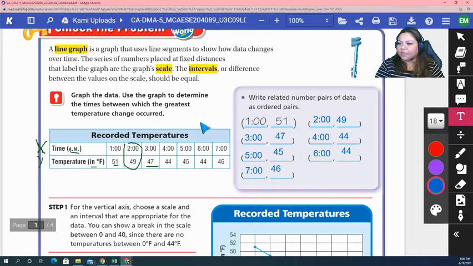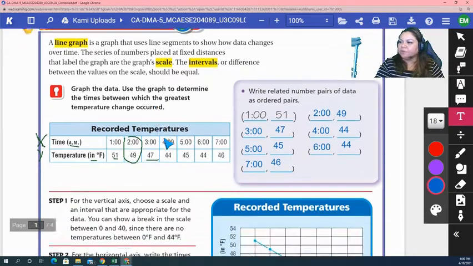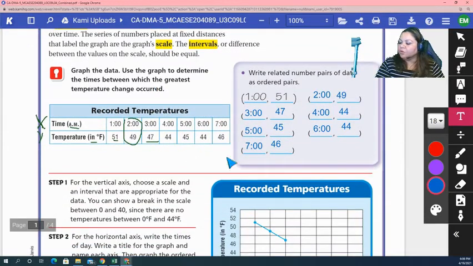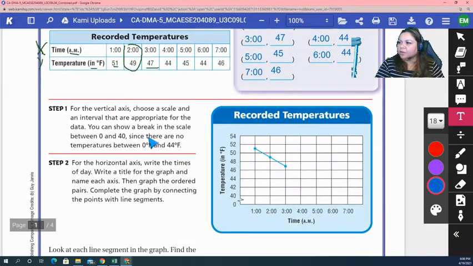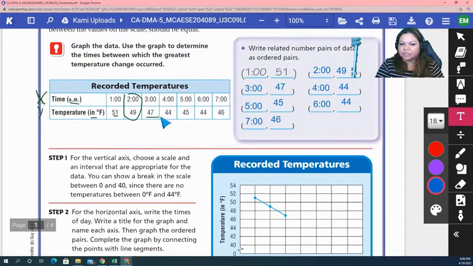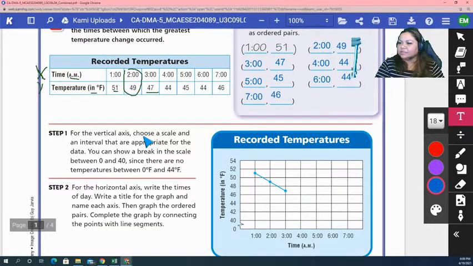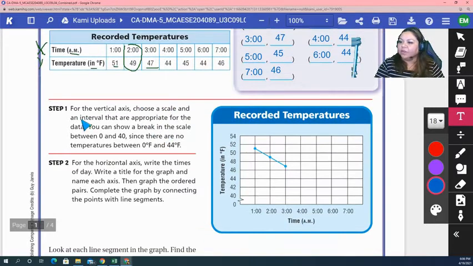That's the first step. So when you're going to graph from a table onto a line graph or a coordinate plane, you need to write them in ordered pairs. So now let's go to step number 1. We already wrote all of your information in ordered pairs. Step number 1, for the vertical axis, vertical means up and down, so that's the y-axis. Choose a scale and an interval that are appropriate for the data.